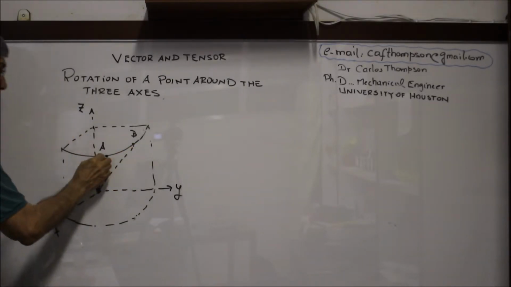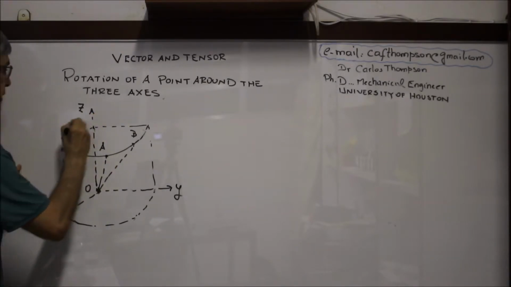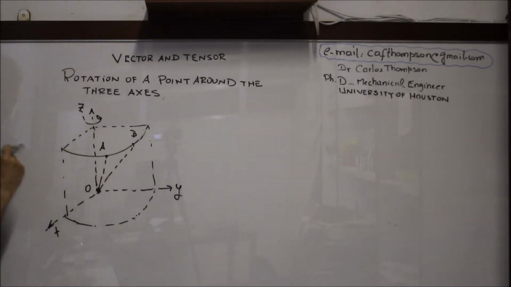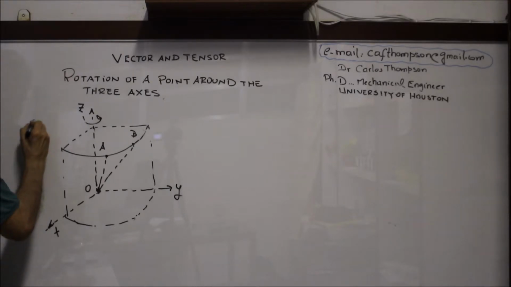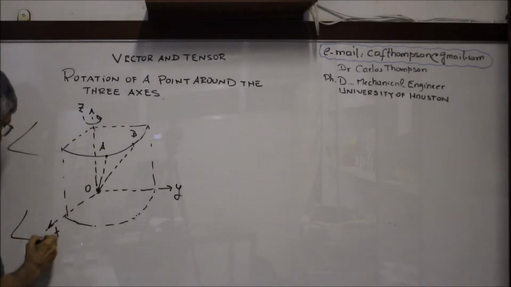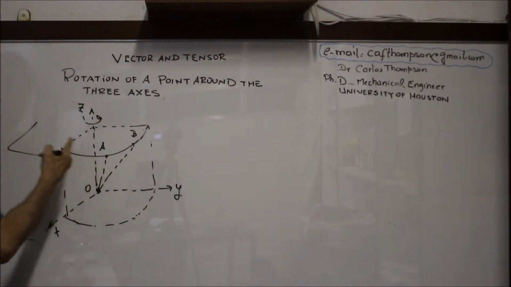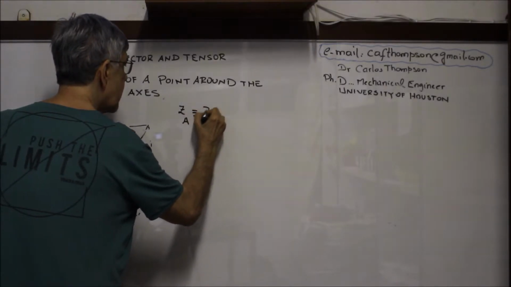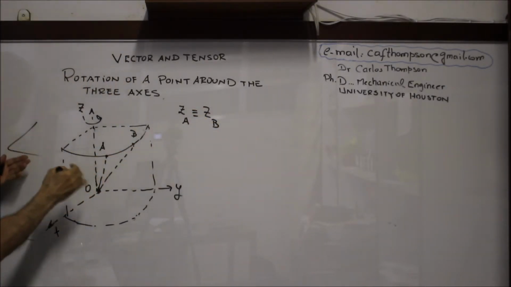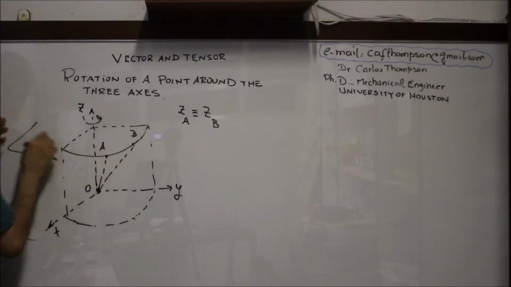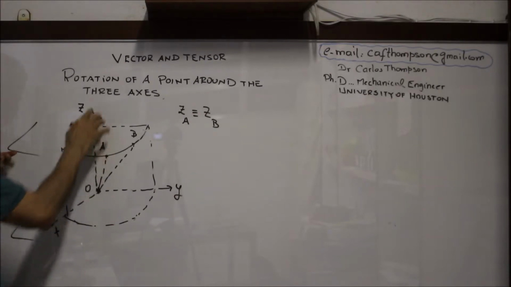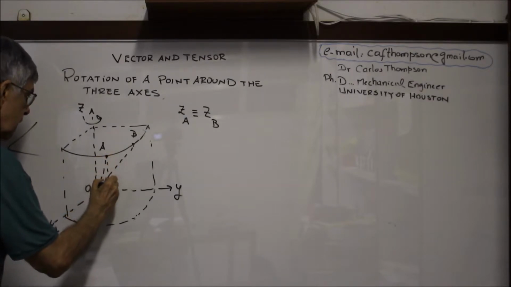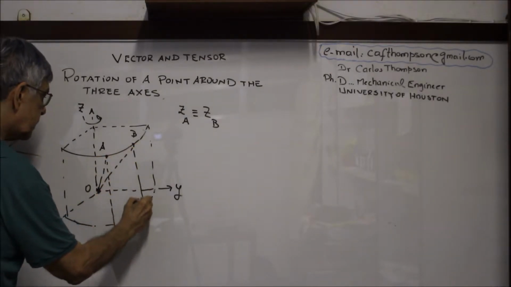Now I rotate this point around the z axis counterclockwise, and you see that there is a plane here which is parallel to the x and y plane. So you have that z of point A coincides with z of point B. Why? Because they are parallel. This plane here is parallel to that plane, so it has the same height.